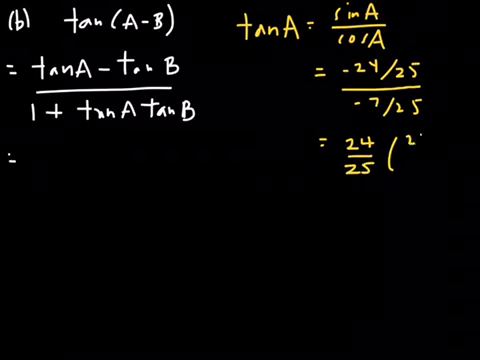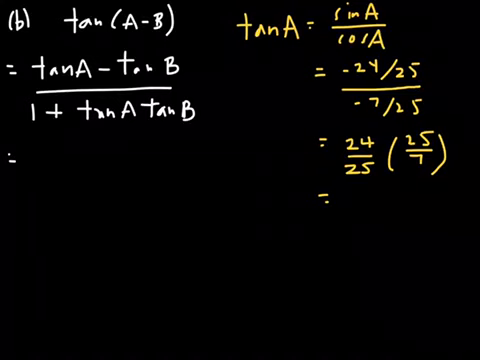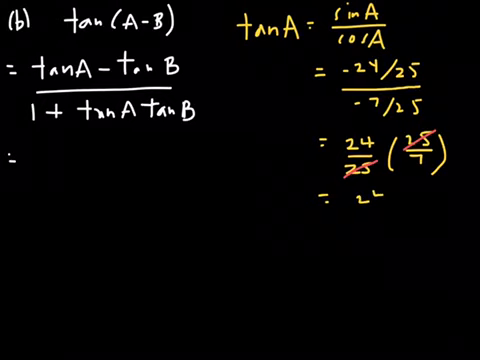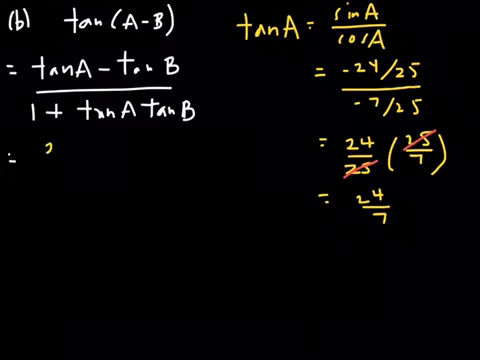times 25 over 7. I'm not even bothering with those negatives anymore because I know a negative divided by a negative is a positive. Okay, cool. So these 25s are gone. Okay? And so tangent of A is 24/7. I'm going to plug that number into my problem over here. Tangent of A is 24/7.